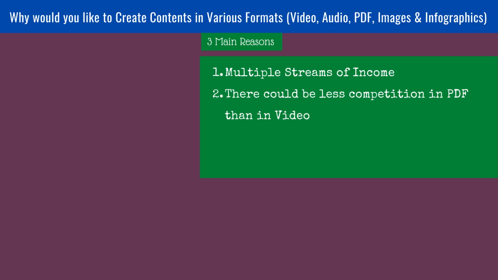And the second reason is that there could be less competition in one form of content. For example, nowadays, if you start a math channel on YouTube, you might need 1000 videos before somebody will even notice you, because there are millions of mathematics videos. But on the other hand, if you create math worksheets in the form of PDF, and you try to sell those on Teachers Pay Teachers, thousands of people are searching for those math worksheets.